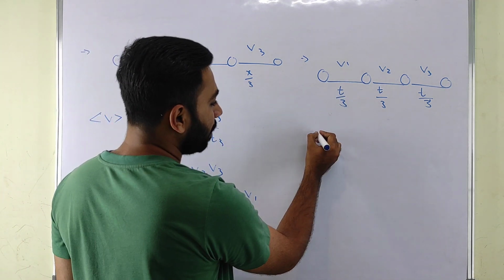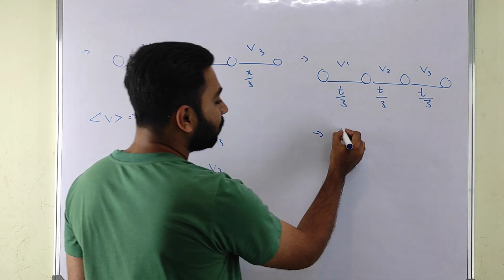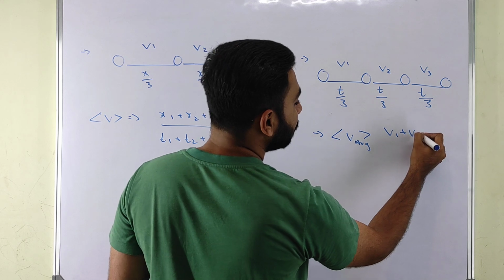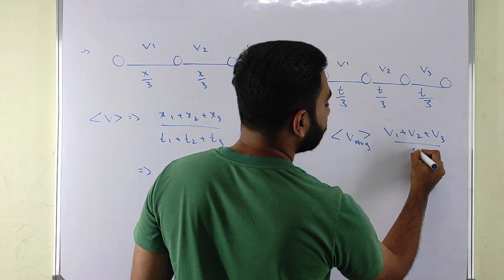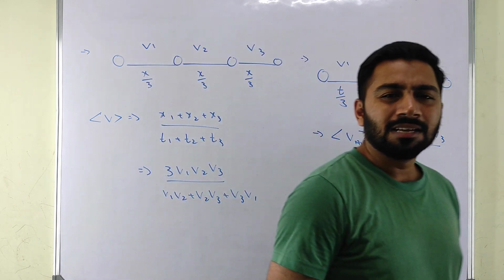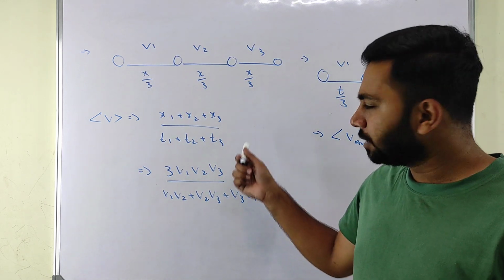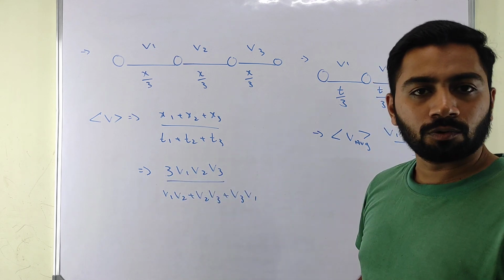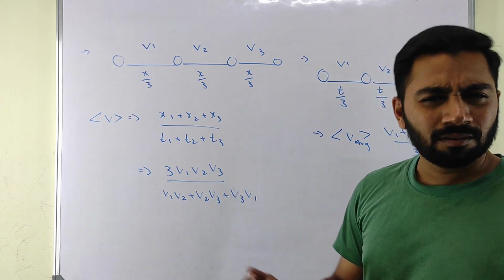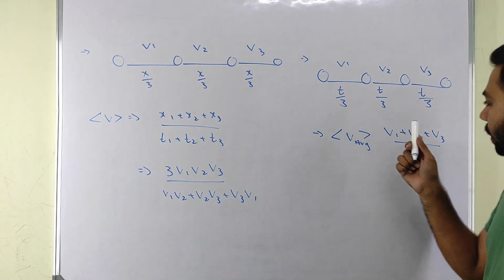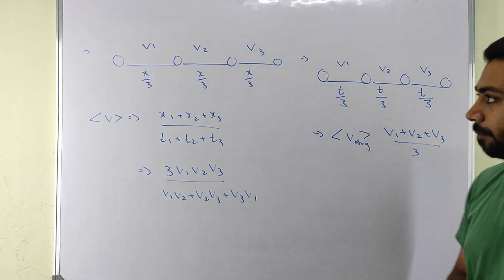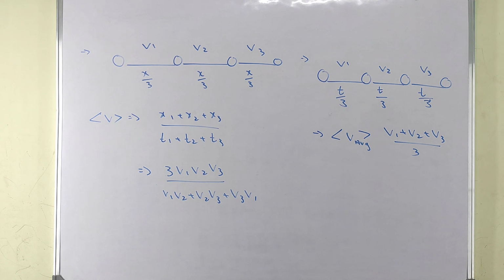At this time also, my final average velocity will come as v1 plus v2 plus v3 divided by 3, the number of velocities. Basically what I am saying is, when there are 2 points, it is 2 v1 v2 over v1 plus v2. When there are 3 points, it is 3 v1 v2 v3 over v1 v2 plus v2 v3 plus v3 v1. In the time case, when there are 2 points, v1 plus v2 divided by 2, and 3 points, v1 plus v2 plus v3 divided by 3. Kindly write this down also, very important.